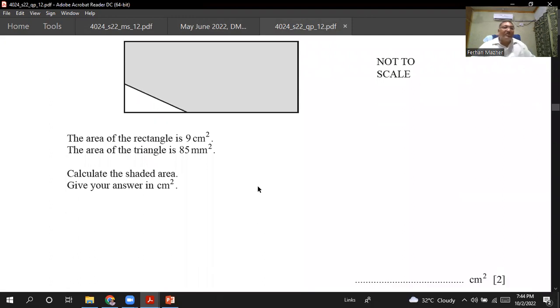In question number 7, it says the area of the rectangle is 9 centimeters square. The area of the triangle is 85 millimeters square. Calculate the shaded area. Give your answer in centimeters square. So from the area of the rectangle, I will subtract the area of the triangle, and that will give me the area of the shaded region.